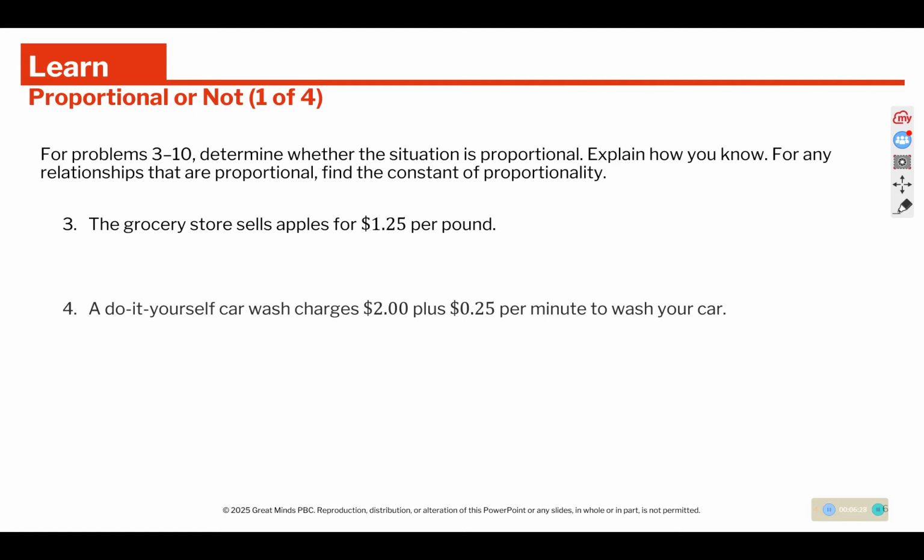For problems 3 through 10, determine whether the situation is proportional. Explain how you know. For any relationships that are proportional, find the constant of proportionality. Number 3 says the grocery store sells apples for $1.25 per pound. This is a proportional relationship because each pound of apples is $1.25, meaning that the constant of proportionality is 1.25. It has a constant rate of $1.25 per pound.